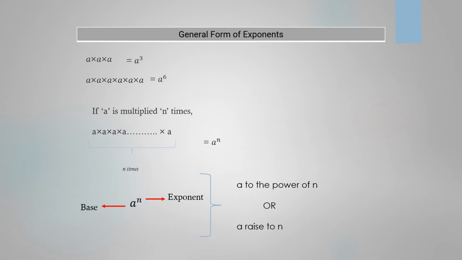Now if a is multiplied by itself n times, what will be the answer? It will be equal to a raised to n. Here a is the base and n is the exponent. We can say it as a to the power of n or a raised to n.